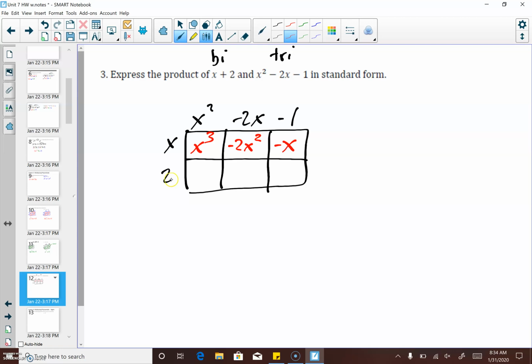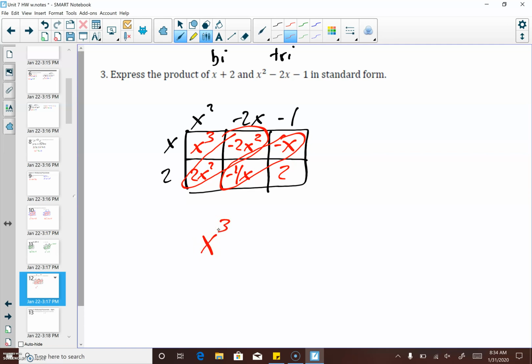Hop down to the bottom. 2 times x squared is 2x squared. 2 times negative 2x is negative 4x. And 2 times 1 is 2. As we look here, it's the same thing. Our like terms are still on the diagonal.